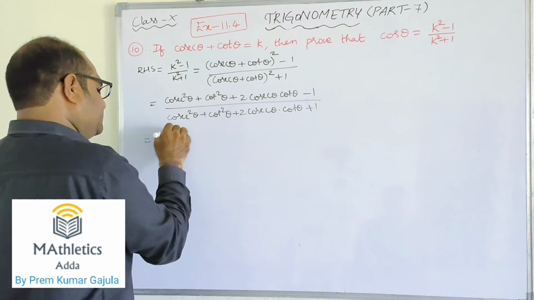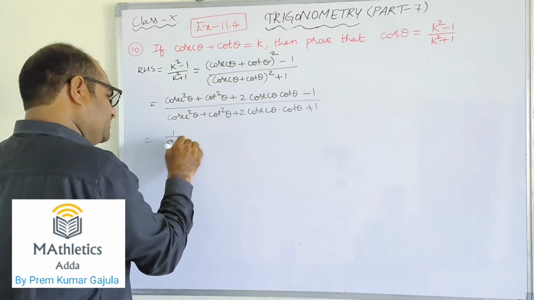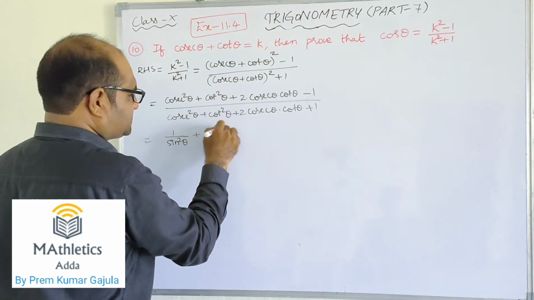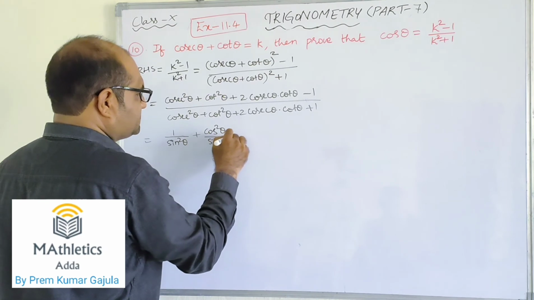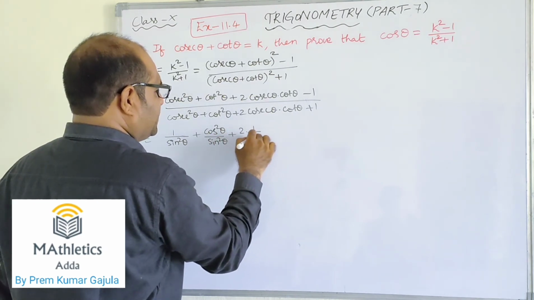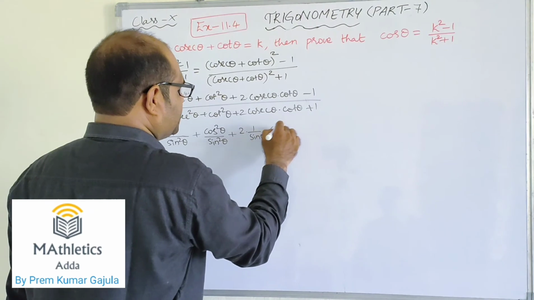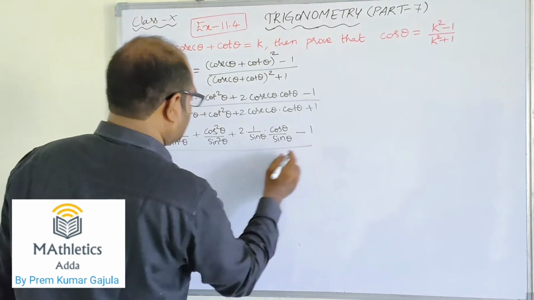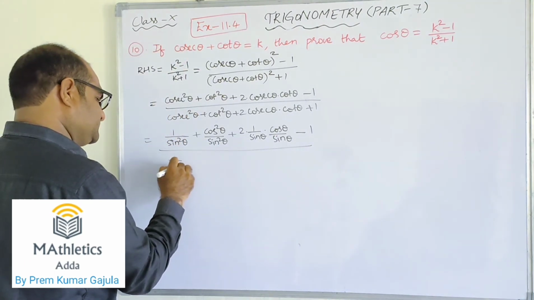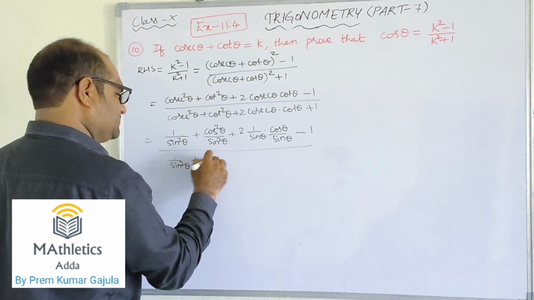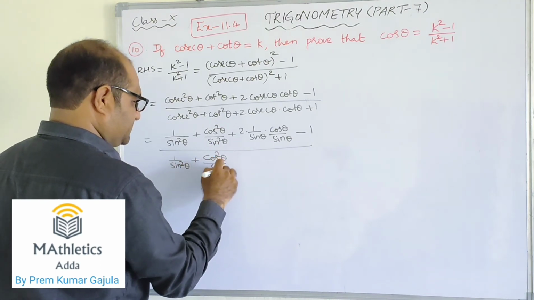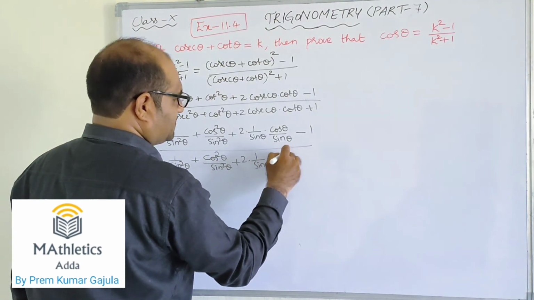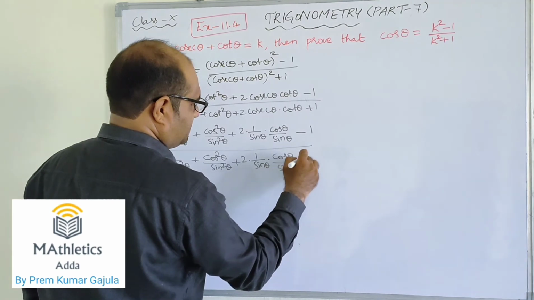So here cosecant square I am writing as 1 by sine square theta. Why? Because sine and cosecant are reciprocals. And similarly this cot square we can write as cos square theta by sine square theta, plus this cosecant theta I am writing as 1 by sine theta, and this cot theta as cos theta by sin theta, minus 1 is there, so write minus 1, whole by, similarly this is also the same: 1 by sin square theta plus cos square theta by sin square theta plus 2 into 1 by sin theta into cos theta by sin theta plus 1.